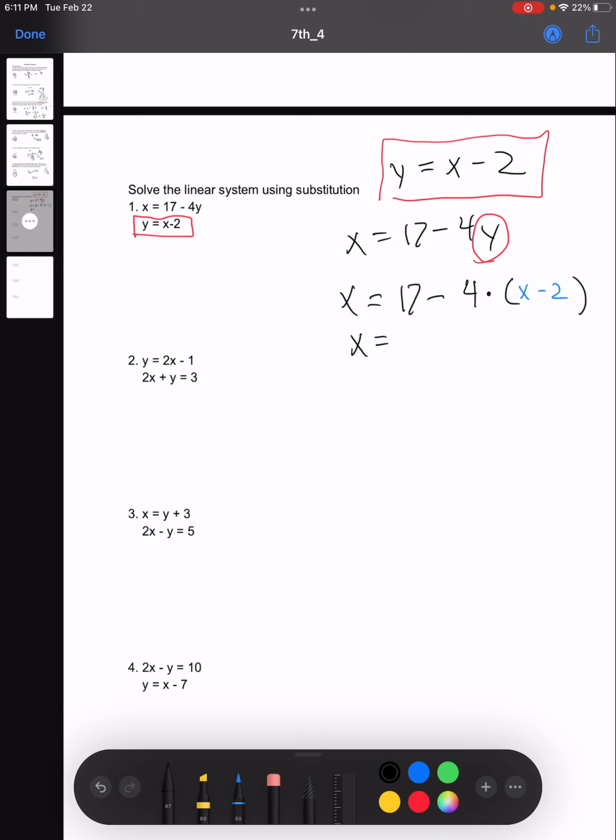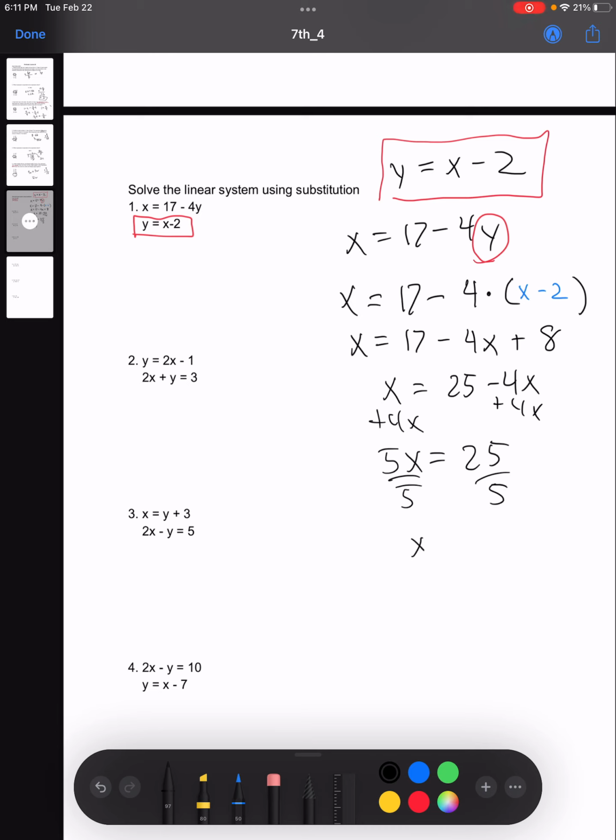So if we go ahead and solve this, we can multiply the 4 into the x and the negative 2. If we go ahead and do that, we get 17 minus 4x plus 8. We can simplify that by adding the 17 and 8 together, and we get 25 minus 4x. We can add 4x to both sides to get 5x is equal to 25, and we simply divide by 5 on both sides to get x is equal to 5.